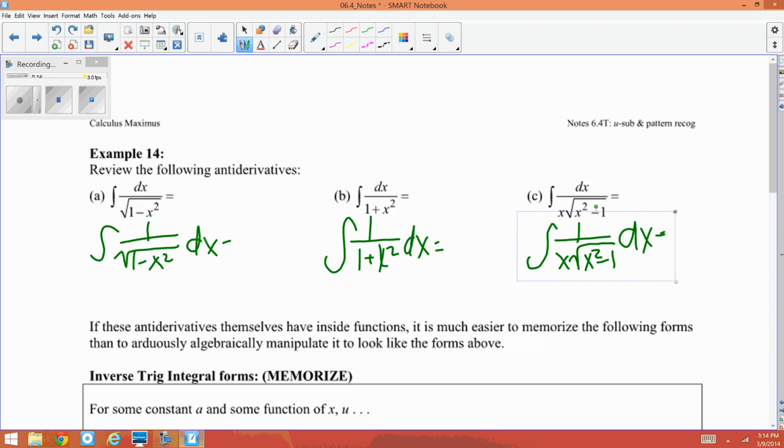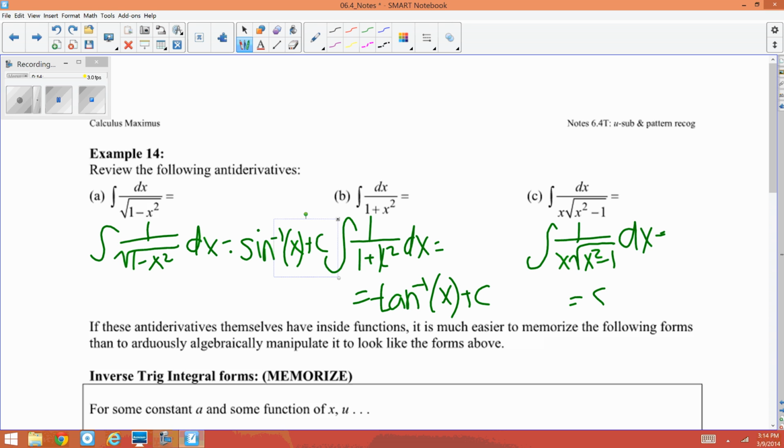Each of those, this one's just inverse sine or arcsine, I don't care, whatever one you want, plus c. This one's equal to inverse tangent or arctangent of x plus c. And this one is arcsecant or inverse secant of x plus c. So I wonder what the other ones are. All right, we'll see.